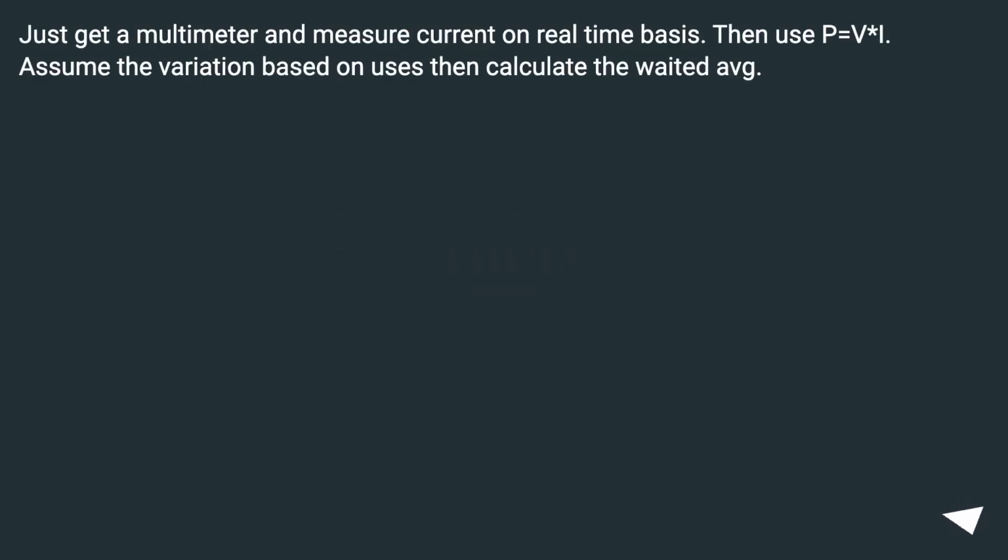Just get a multimeter and measure current on a real-time basis. Then use P equals V times I. Assume the variation based on usage, then calculate the weighted average.